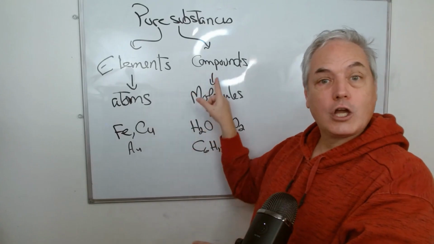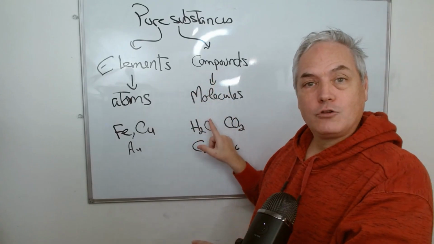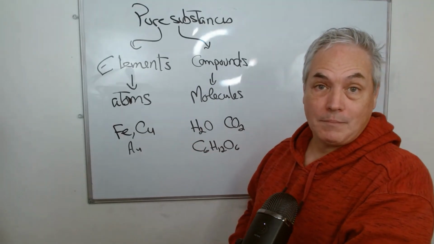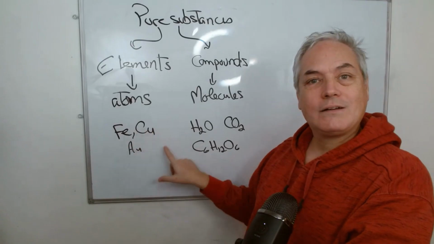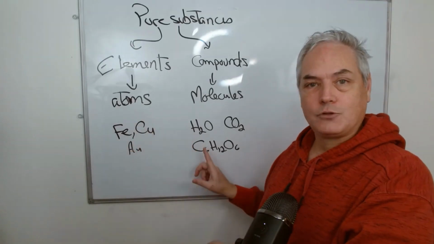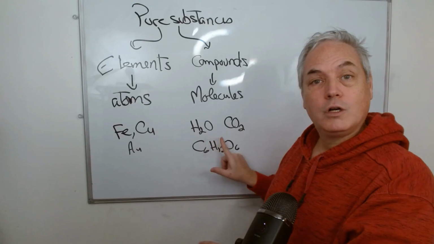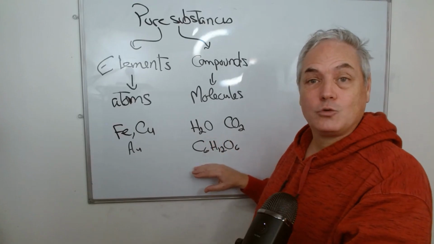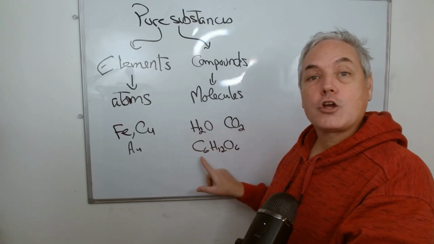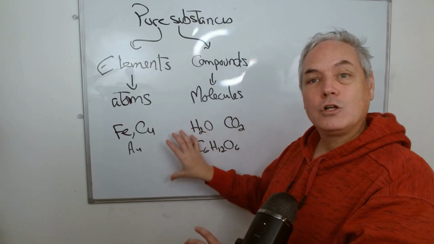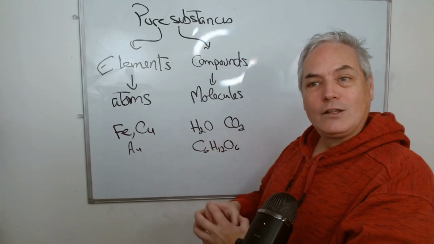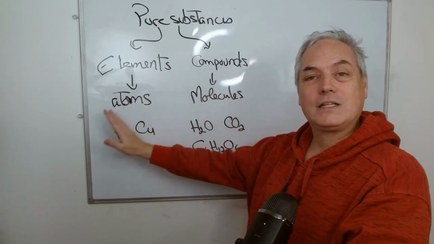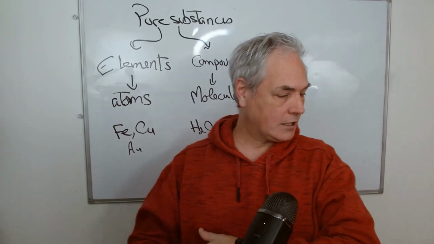The second group is called compounds. Compounds are made of molecules, similar particles made of one type of matter, but they are groupings of several atoms together. Here are a few examples: water, H2O, carbon dioxide, CO2, and glucose, C6H12O6. These are compounds. If you were to take several of these molecules together, you would end up with matter that is called a compound. This is a big difference between the two.